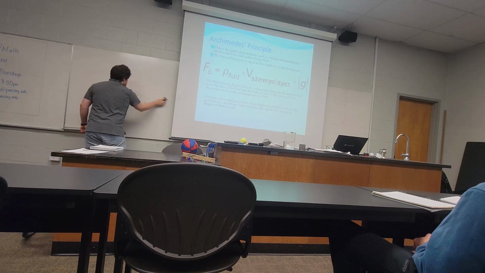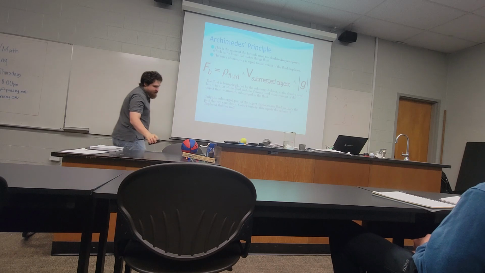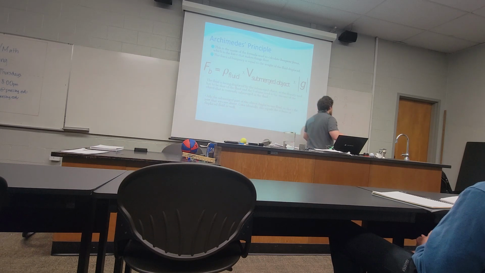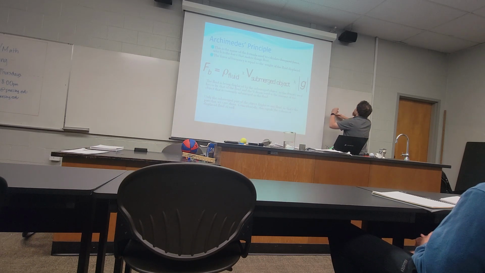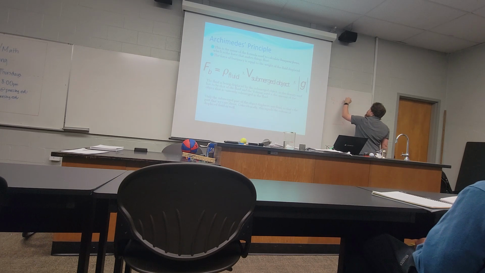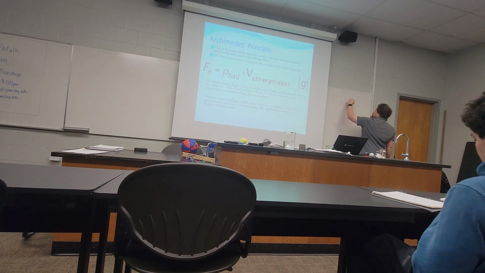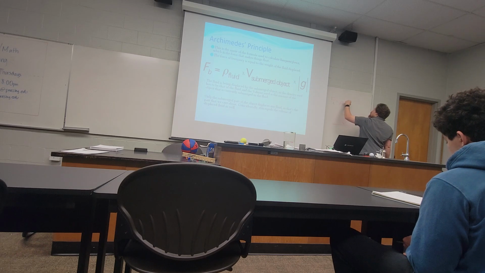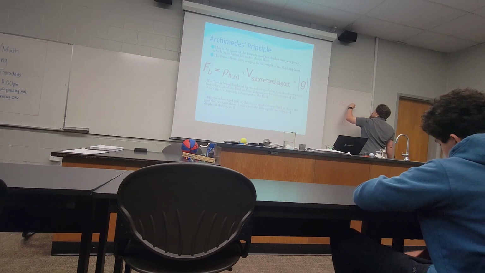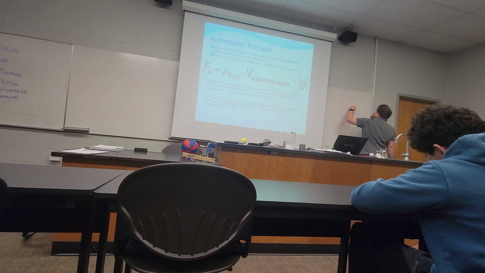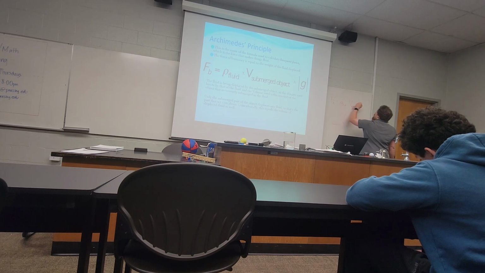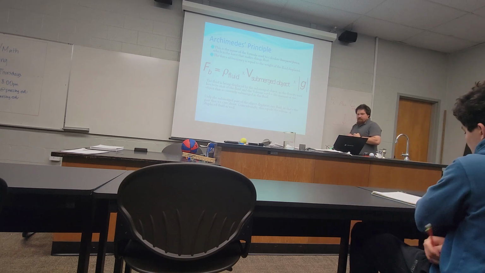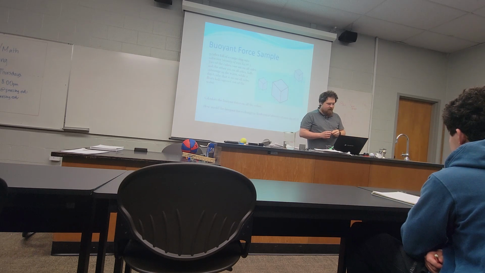I'm going to write the formula up on the board so you have access to it when I switch tabs. FB equals fluid density times submerged object volume times magnitude of G. I should label these: fluid, volume of the object submerged. So, let's look at a couple more examples.